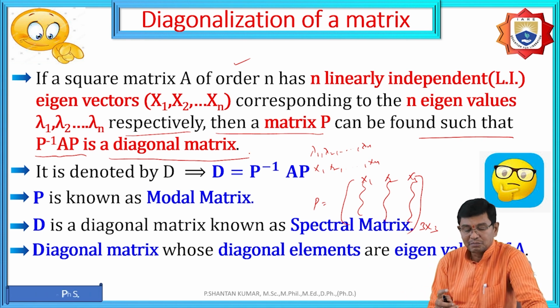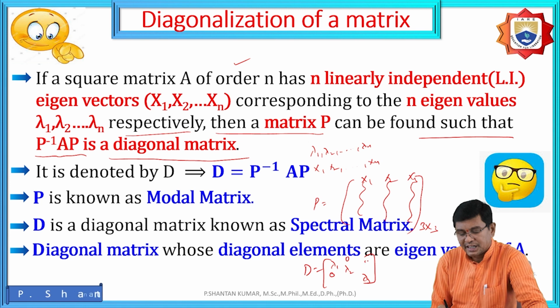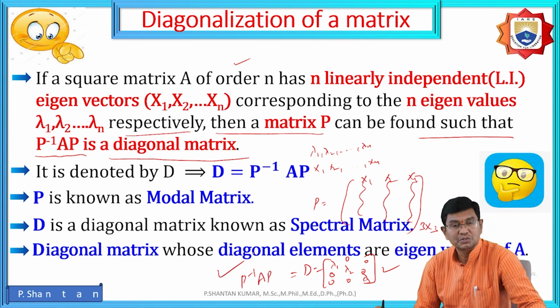That means what I am saying here is that D is nothing but the diagonal matrix, a collection of lambda 1, lambda 2 and lambda 3. And clearly we obtain, according to the procedure, P inverse A P as the matrix. Based upon this procedure we can obtain the diagonalization of the matrix.